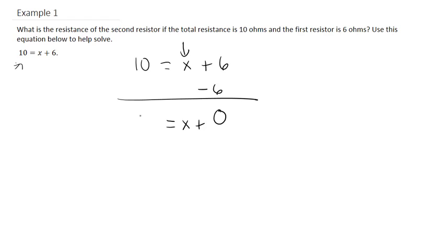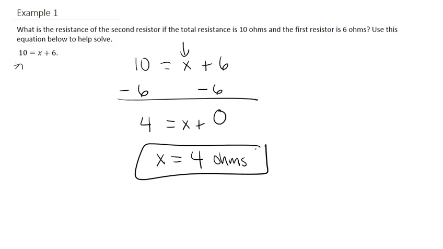We have our equal sign, and then whatever we do to one side, we have to do to the other. So we'll subtract 6 on the left hand side, and we get 10 minus 6, which is equal to 4. So x is equal to 4 ohms. So let's go ahead and look at another example.